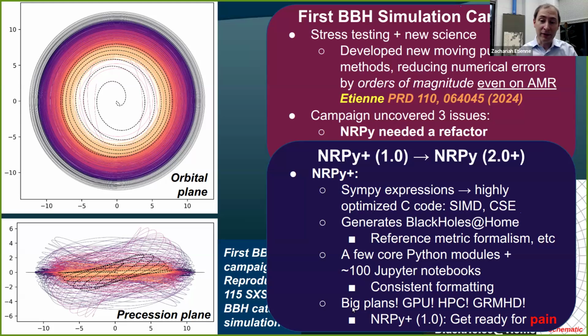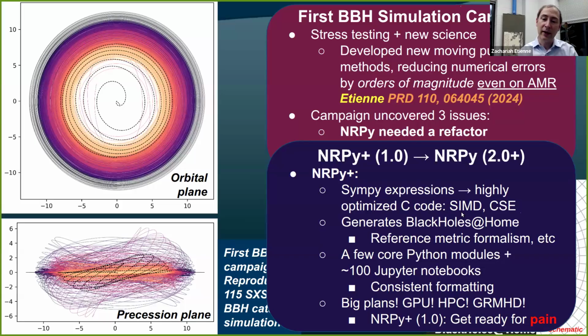We had big plans with NRPy Plus, like I said: getting NRPy to generate kernels for GPUs, making black holes at home work on GPUs, and making it work on high performance computing clusters, so we can tackle not just extreme binary black hole scenarios, but also GRMHD. Leo Vernick will be giving a talk, I believe tomorrow, on Grail, our new GRMHD library for numerical relativity. It's like a numerical recipes for GRMHD.